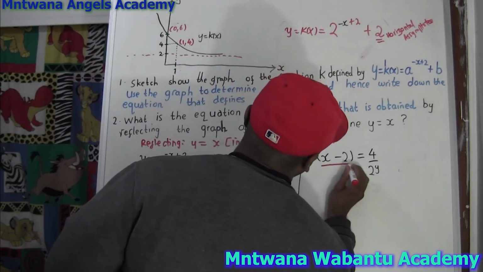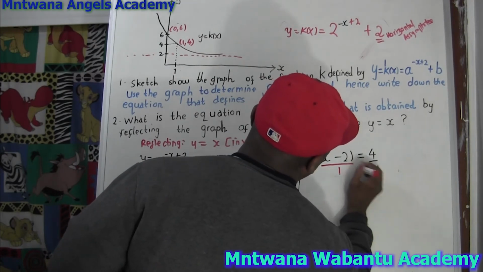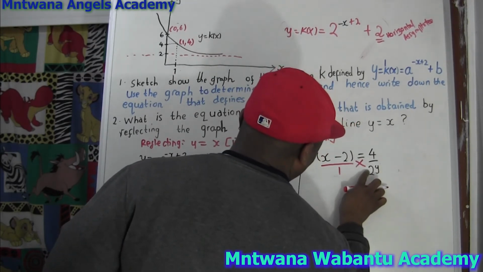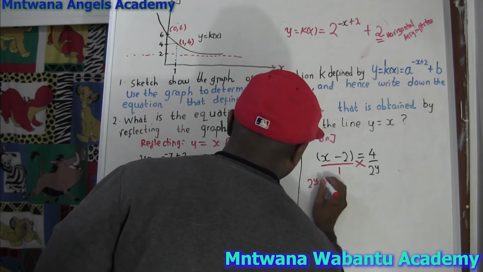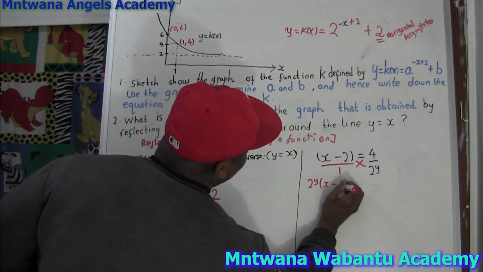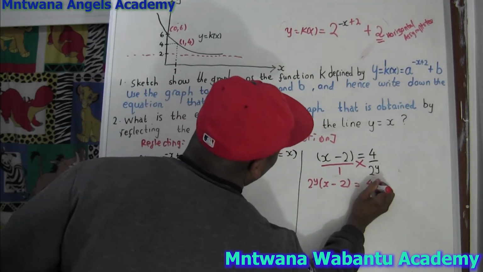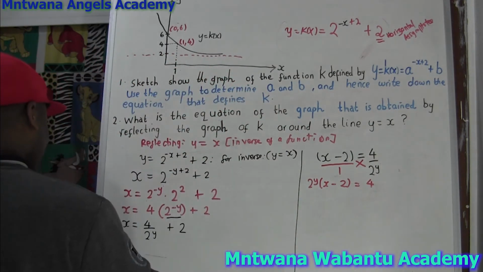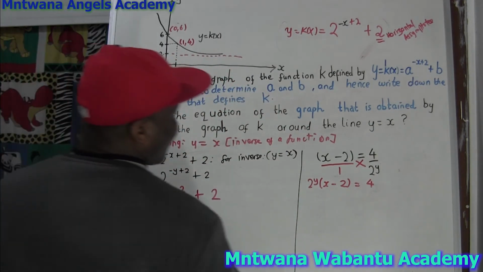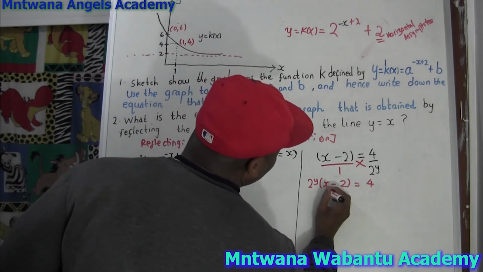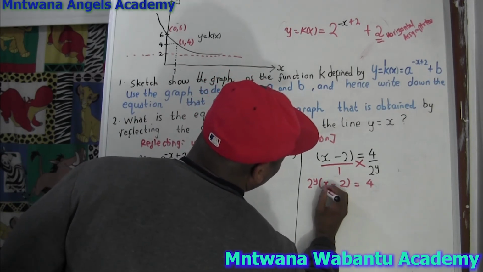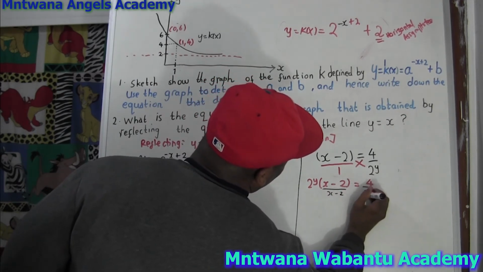What I'm going to do is say this is over 1, because we want to make y the subject. Cross multiplication: 2 to the power y times x minus 2 equals 1 times 4, which equals 4. We want to make 2 to the power y alone. So we divide by x minus 2. Divide by x minus 2 here. Look, divide by x minus 2.